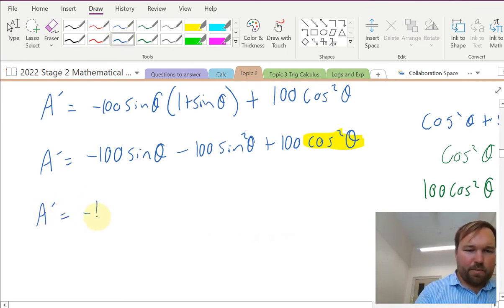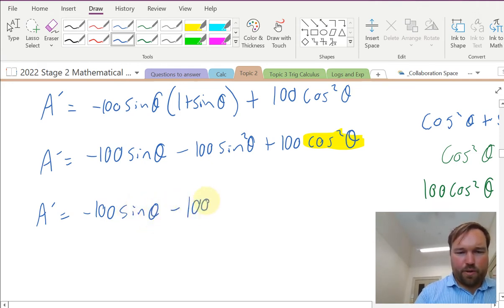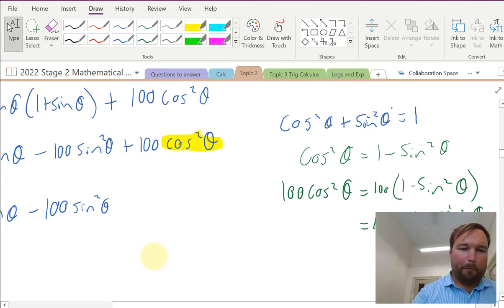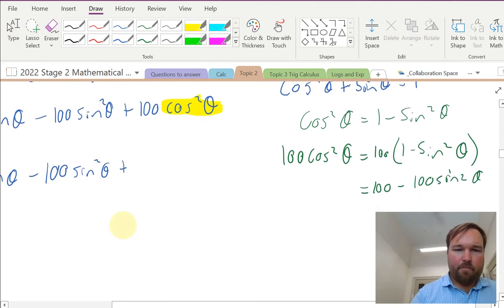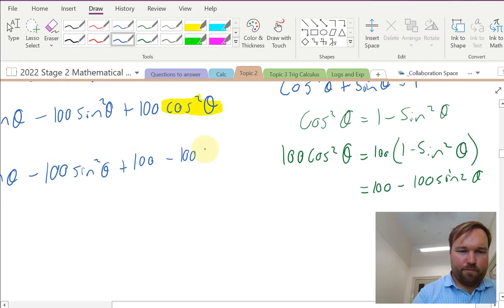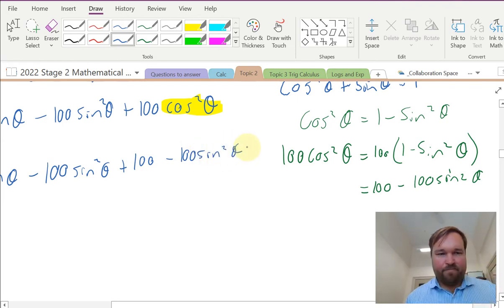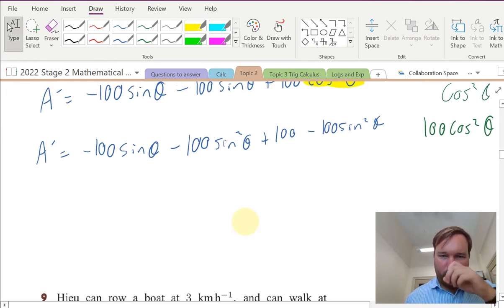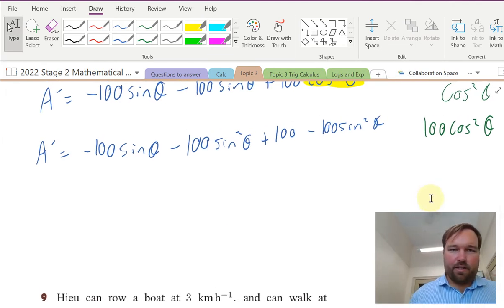Alright, so let's make that replacement. A dash is minus 100 sine theta minus 100 sine squared theta plus 100 minus 100 sine squared theta. Ooh, this is pretty hideous, isn't it?